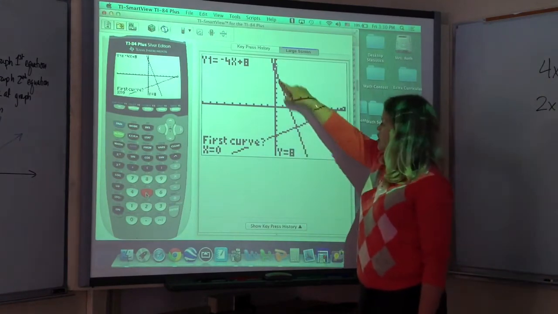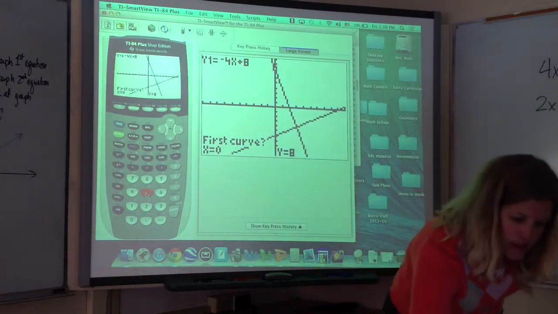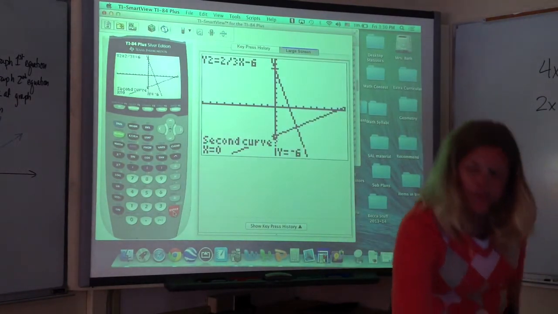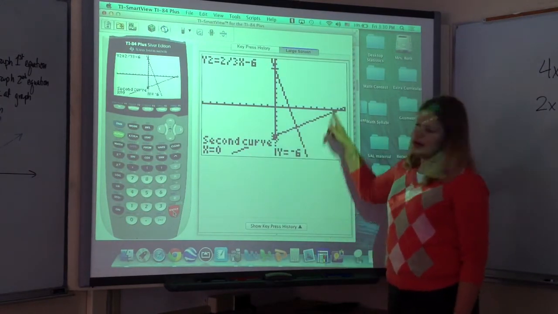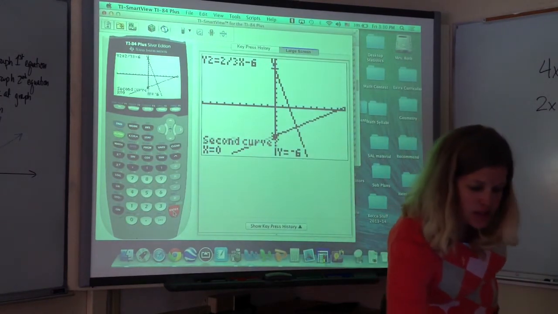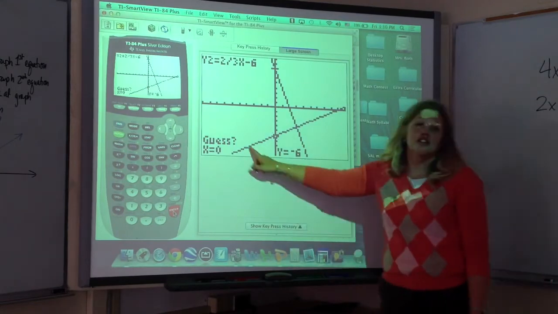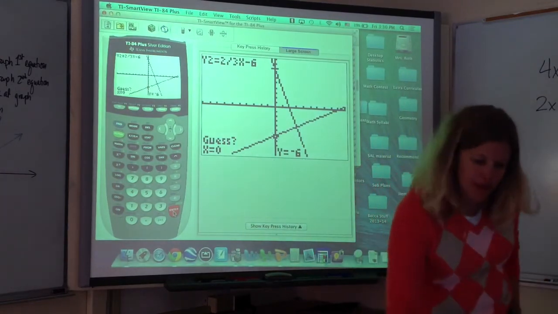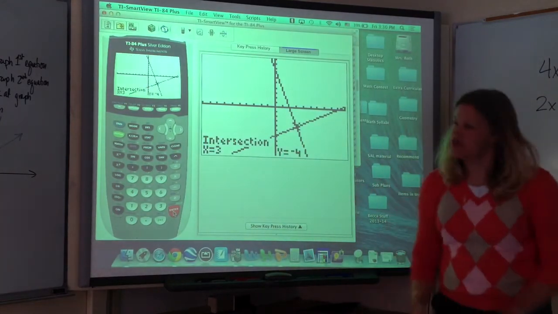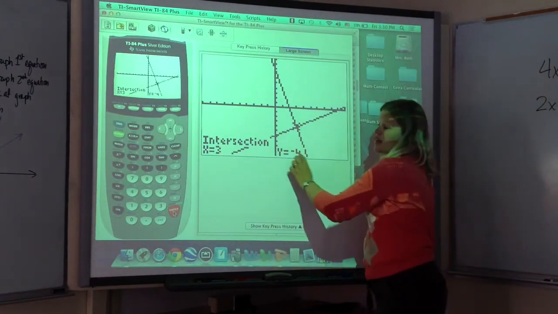what's the first curve you're looking at? This one, and in our case, they're all lines. What's the second curve? Oh yeah, it's this one. And here, just in case you don't have enough fun, it even lets you put in a guess. I'm not going to bother. I'm just going to press enter. And look, it tells me 3, -4.